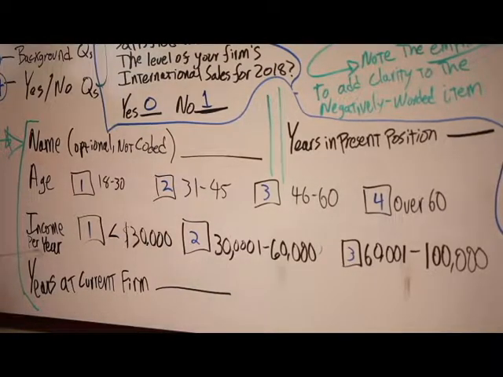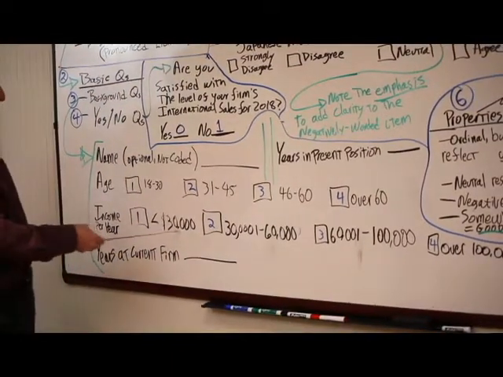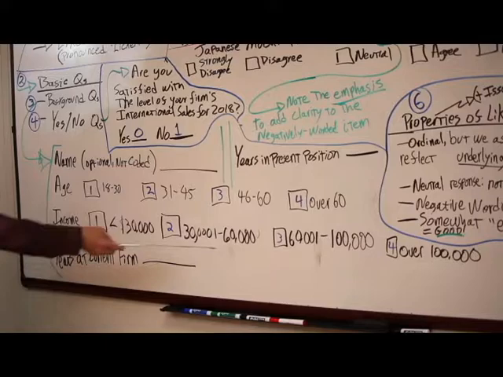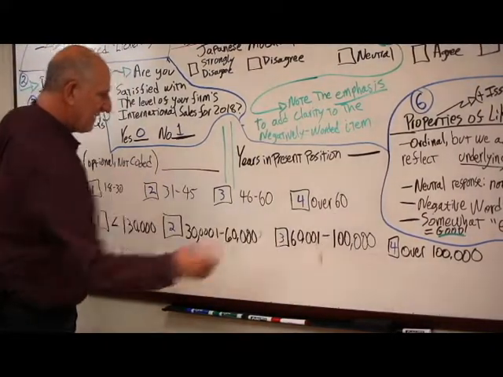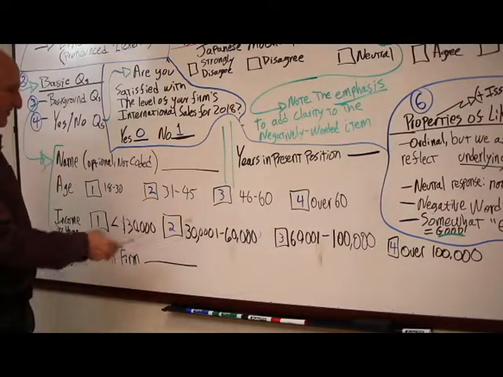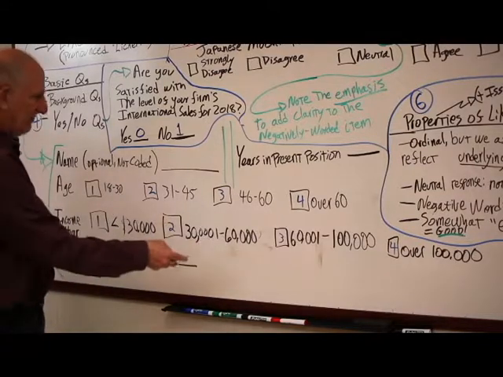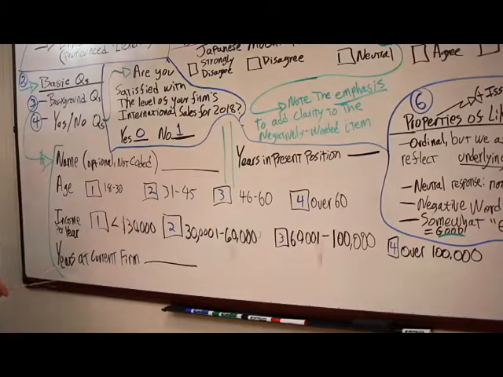Similarly, the same thing is true for income. Let's look at income per year. Less than 30,000, 30,001 to 60,000, 60,001 to 100,000, and over 100,000. You could code those 1 for less than 30,000, 2 for the next category up, 30,001 to 60,000, and then 3 for the next category up, and for the highest category, you could code that 4.